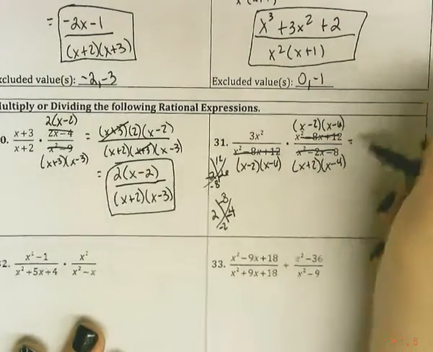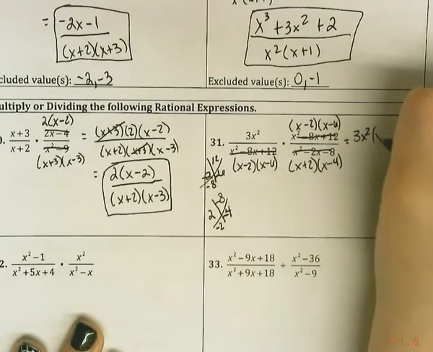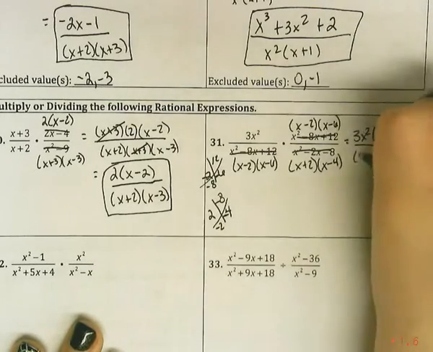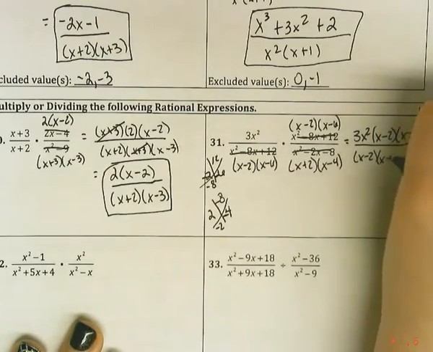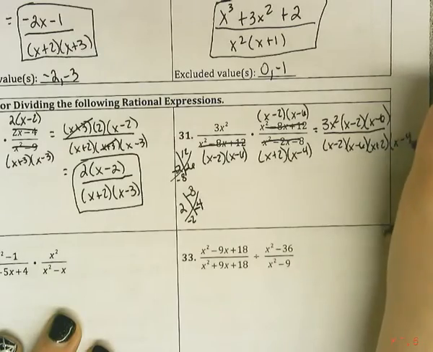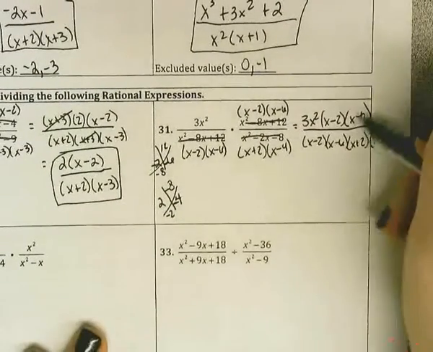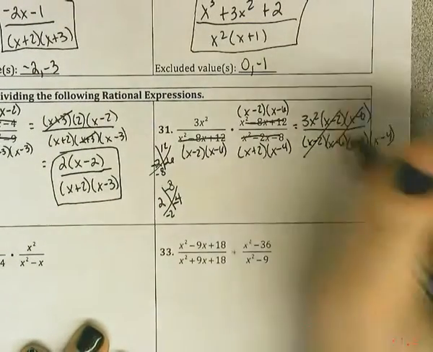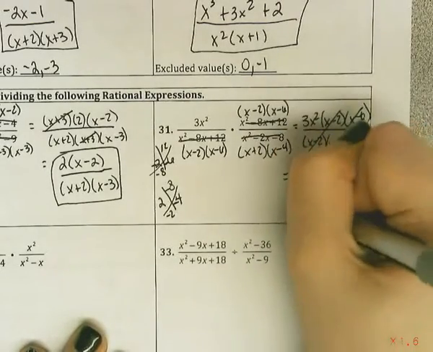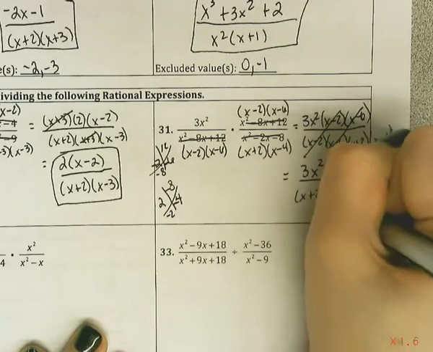Okay, so I'm going to write that out. 3x squared, x minus 2, x minus 6, x minus 2, x minus 6, x plus 2, x minus 4, and then mark everything out that's the same. So x minus 6, x minus 2, and that's it. 3x squared over x plus 2, x minus 4.